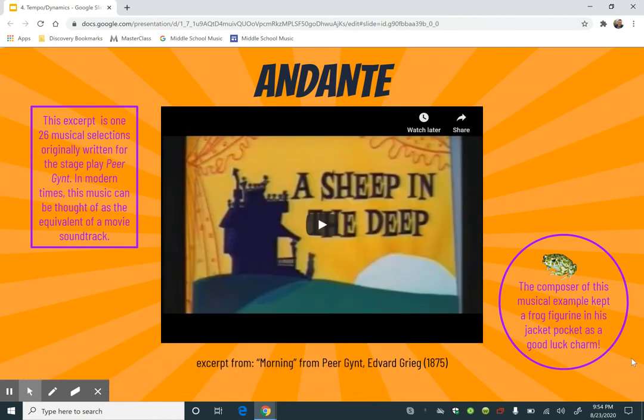One of the terms that we highlighted was andante, a walking tempo. We're going to listen to a brief excerpt from a cartoon introduction where the music from Peer Gynt, which is called Morning, is used as two cartoon characters awaken to a new day.